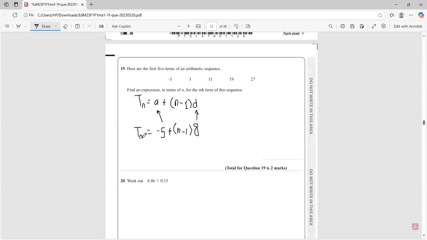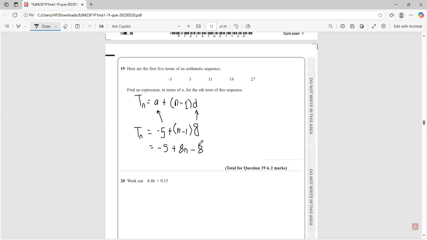Now, of course, you might be thinking, do we need to expand this bracket? Because what this 8 is doing behind there is multiplying everything in this bracket, excluding the plus and the minus 5. So let's see what it will finally look like. It's going to be minus 5 plus 8 times n, which is 8n. Okay. 8 times minus 1 is minus 8.